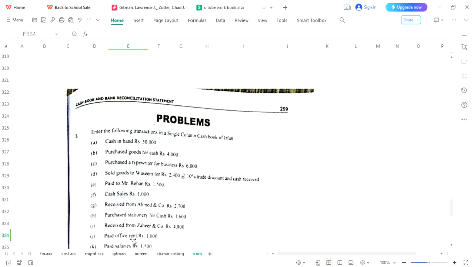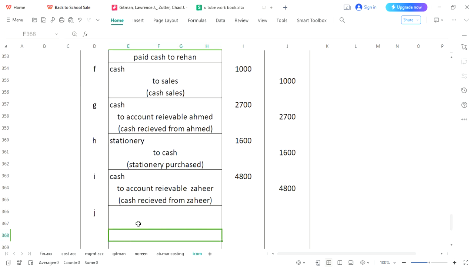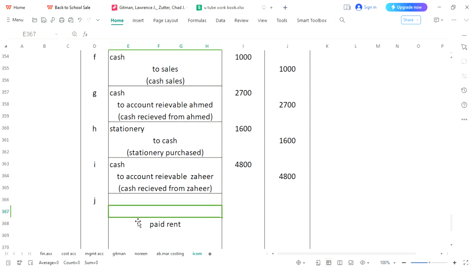Look, J is saying paid office rent. So you may write just rent, or paid rent. When you pay your rent, it means cash will go out. Cash is your asset. Asset is decreasing. Decrease in asset should be written on credit side. So you will put your cash on credit side.